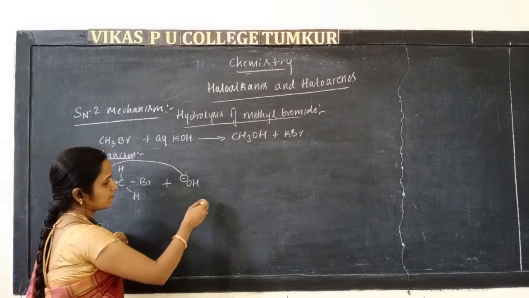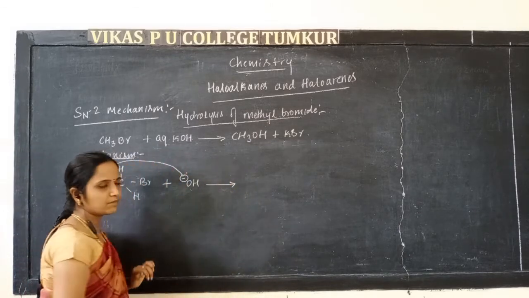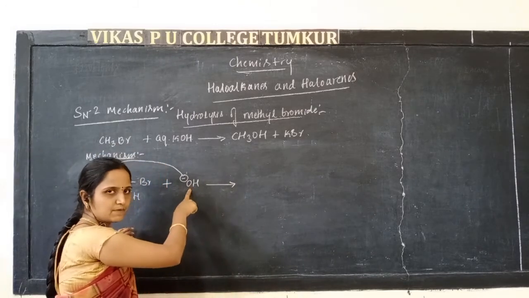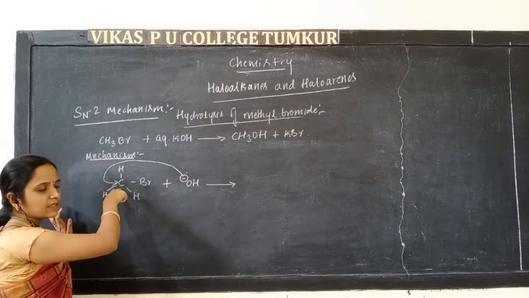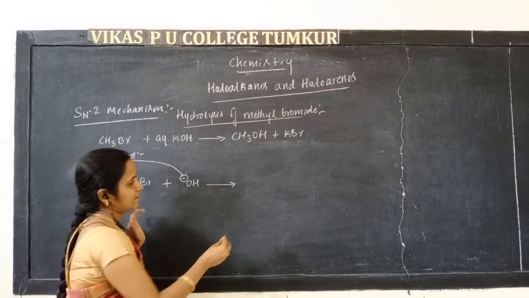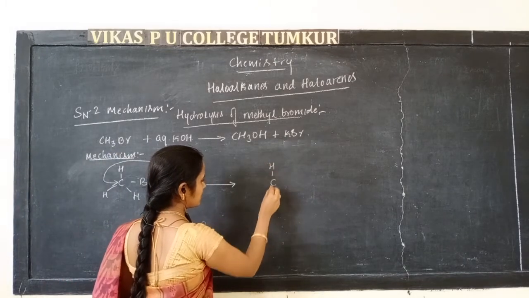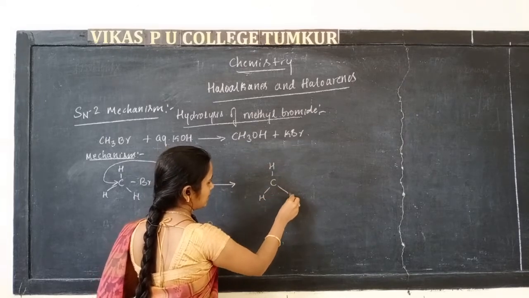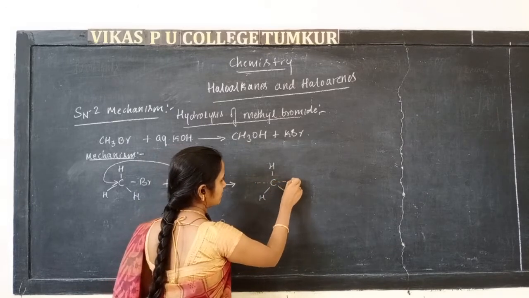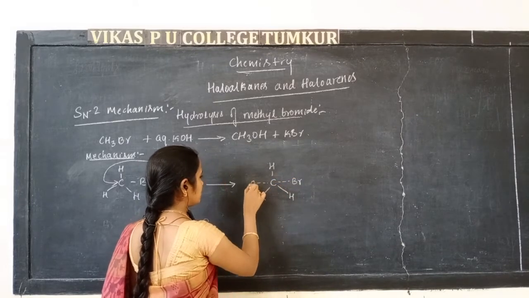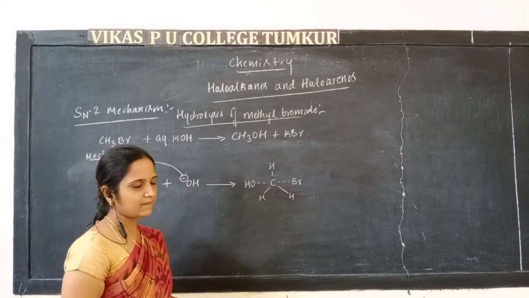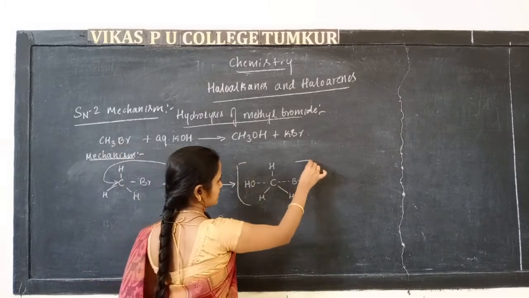Then the transition state is formed. When the OH minus attacks the carbon, the three hydrogen atoms attached to the carbon lie in one plane, and the OH and the Br are partially bonded to the carbon. This state we call the transition state.